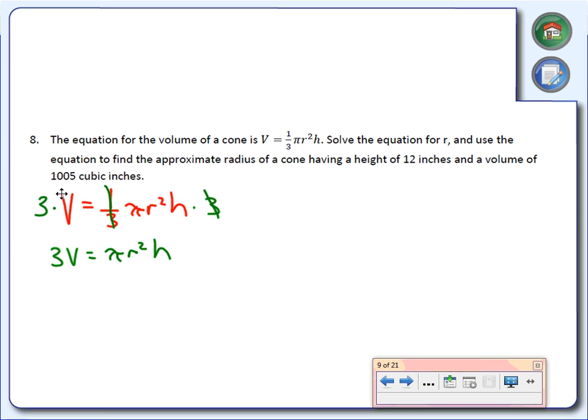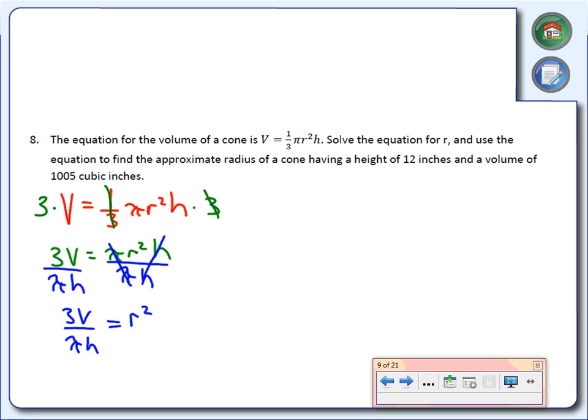Notice what they're doing to the r squared. They're multiplying it by a pi and an h. So I'm going to do the complete opposite. I'm going to divide by that pi and the h. I'm going to do it to both sides. This and that will cancel out. So now I've got the new equation 3V all over pi h is equal to r squared.